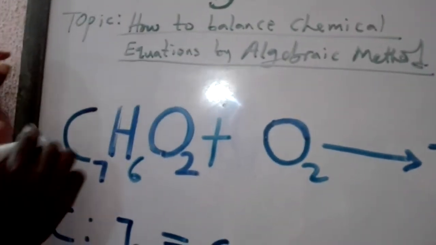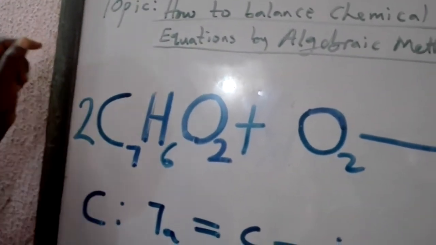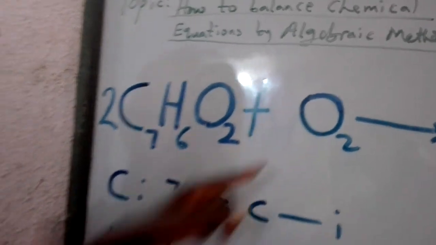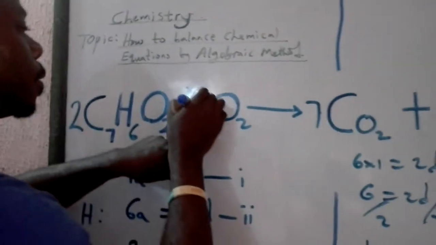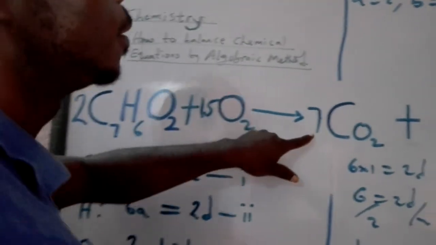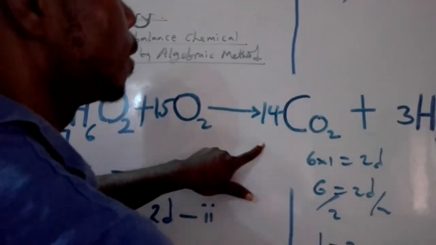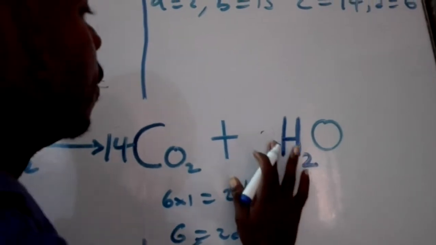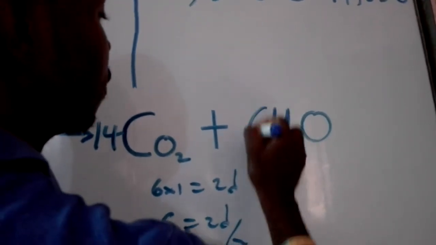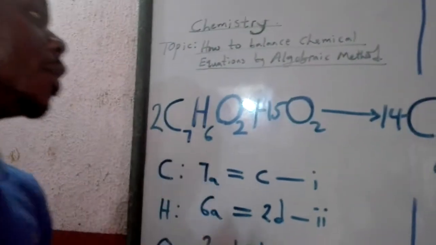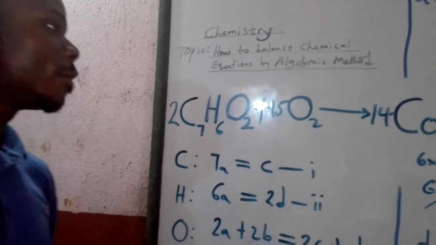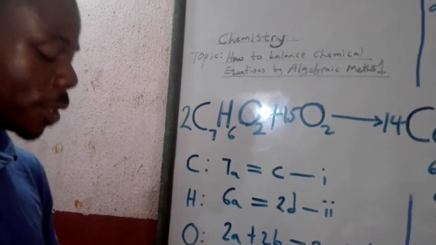So A is what? 2. Put 2 here. Then B, letter B, our B is what? 15. You put 15 here. Then what is our C? Our C is 14. Put 14 here. Then what is our D? Our D is 6. Now the equation is balanced. So if you check it now, you will discover that this chemical equation is balanced without sweating.